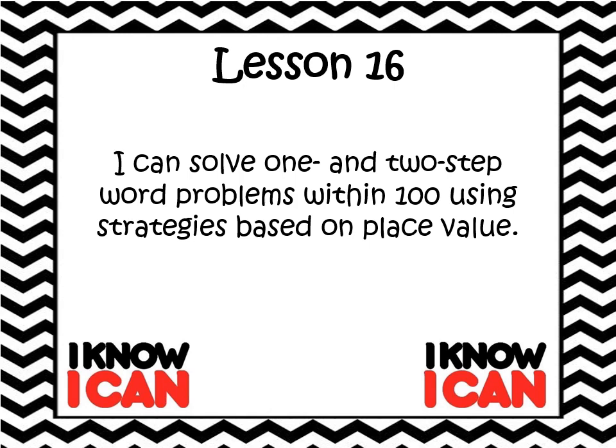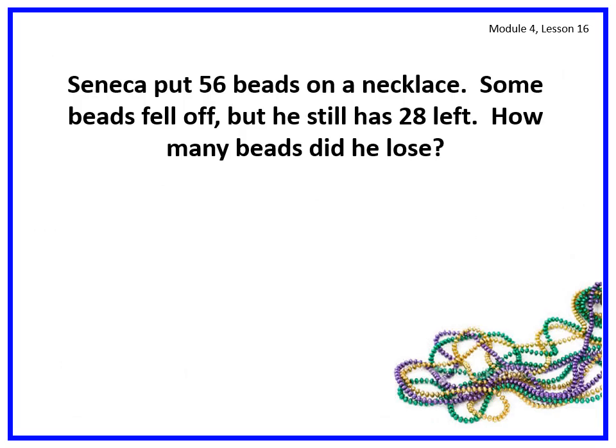In today's lesson, we are solving 1- and 2-step word problems within 100 using the strategies that you've learned based on the place value. So for today, you get to pick and choose whatever place value strategy works best for you and your learning. So let's go ahead and take a look at a couple of questions. The first one says, Seneca put 56 beads on a necklace. Some beads fell off, but he still has 28 left. How many beads did he lose?